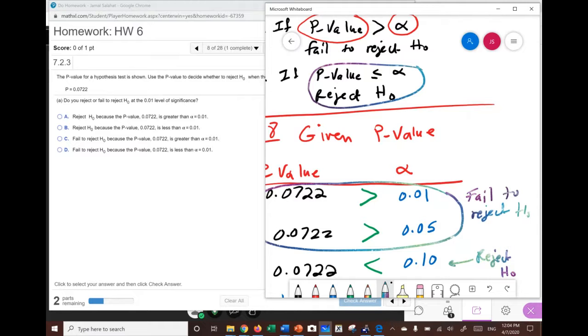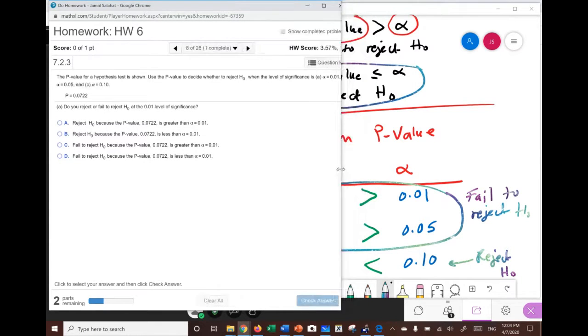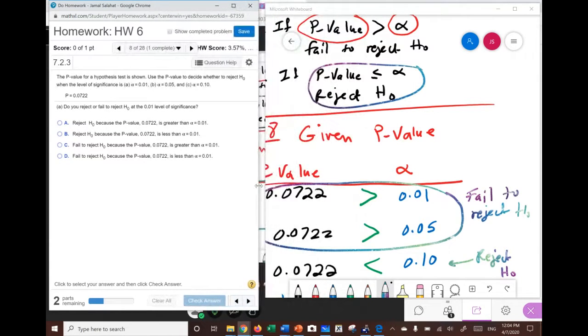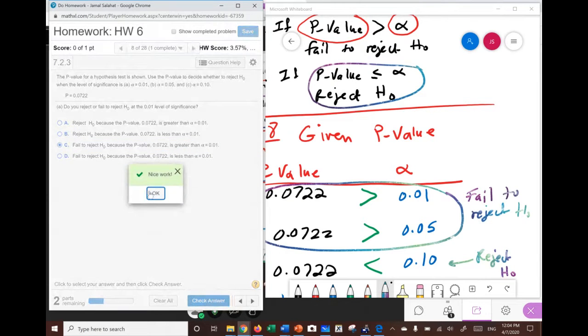So when we come to answer this question, the first one, it says, do you reject H note for part A? At the 1% level, we said that we fail to reject H note. So we're going to say fail to reject H note, which can be C or D. Let's read. Fail to reject H note because the p-value is greater than or less than. We're going to choose C because the p-value is greater than the alpha given. And if we check in here, we get the correct answer.